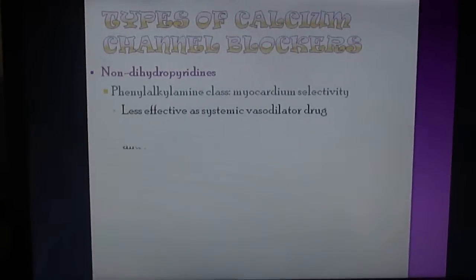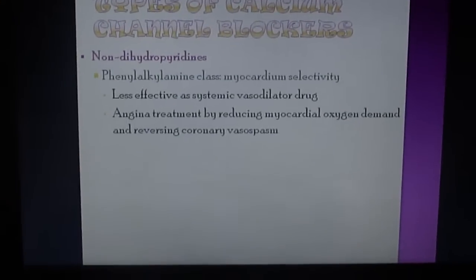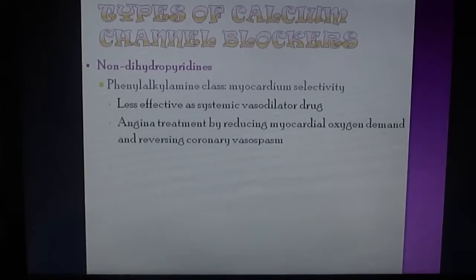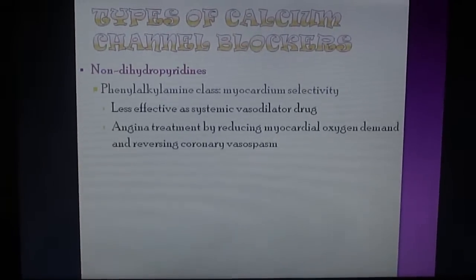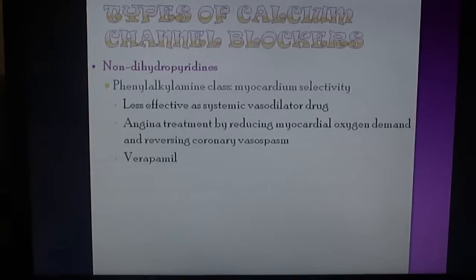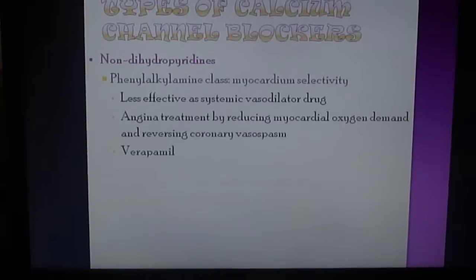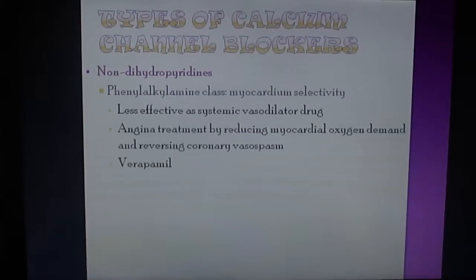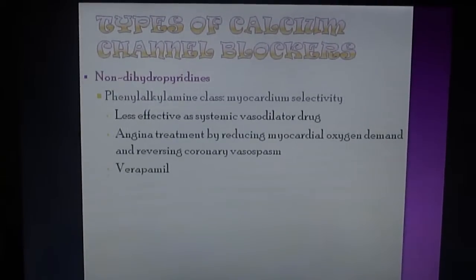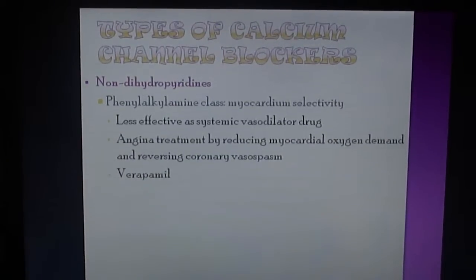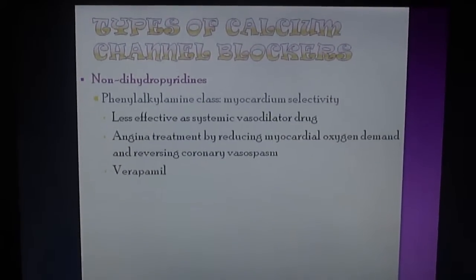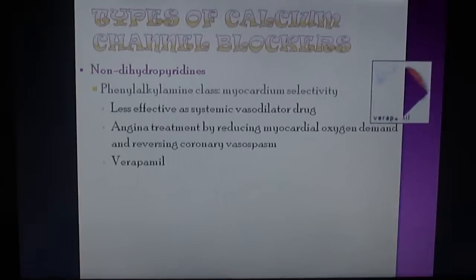Then we have two other classes of calcium channel blockers, one of which is the phenylalkylamine, and it's a non-dihydropyridine. It's selective for the myocardium, the heart muscle, and it's less effective as a systemic vasodilator drug. It's mainly used for the treatment of angina by reducing myocardial oxygen demand and reversing coronary vasospasm. An example of this would be verapamil.